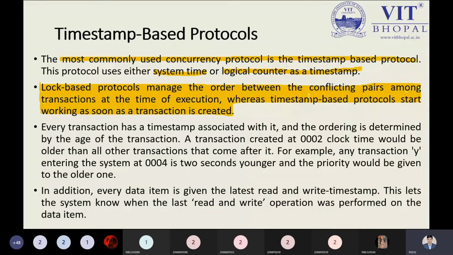Every transaction has a timestamp associated with it, and ordering is determined by the age of the transaction. It is just like the lifespan of our transaction: when the transaction was born and when it will end, and this period is a very small amount of time. It could be a millisecond, one second, or two seconds, depending. So the older transaction will definitely be given the first priority over transactions that come after it.